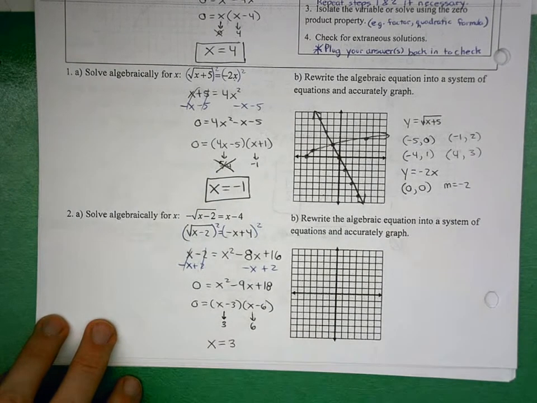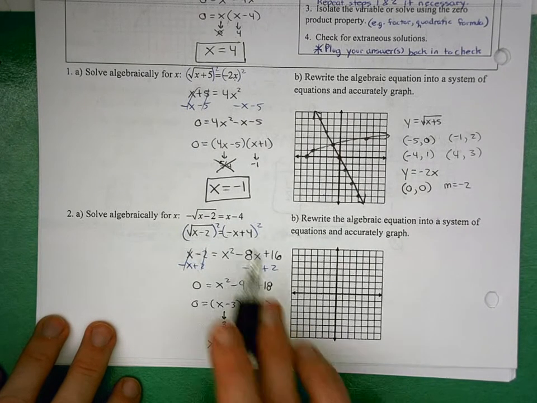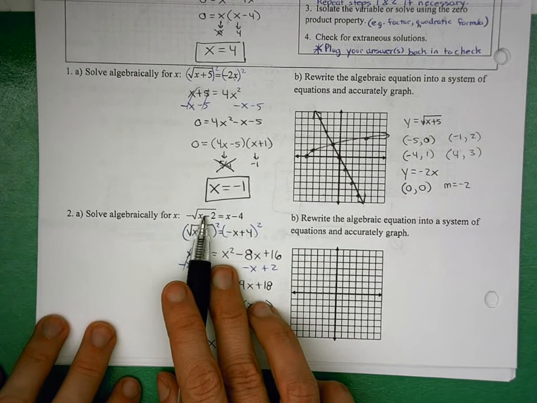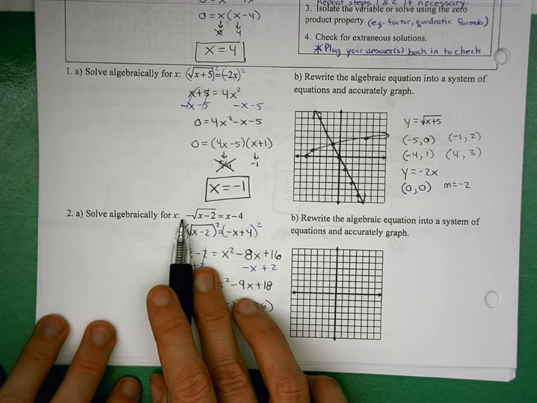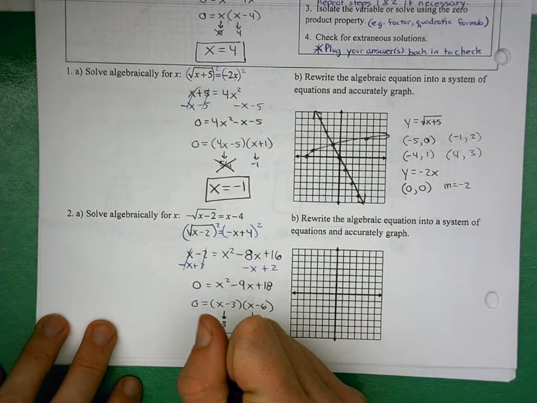The question is, is 6 also? When I plug in 6, I get 2 on the right. On the left, I get 6 minus 2, which is 4. Square root is 2 times a negative is negative 2. Negative 2 doesn't equal 2, and so this one's not an answer. It's an extraneous solution.